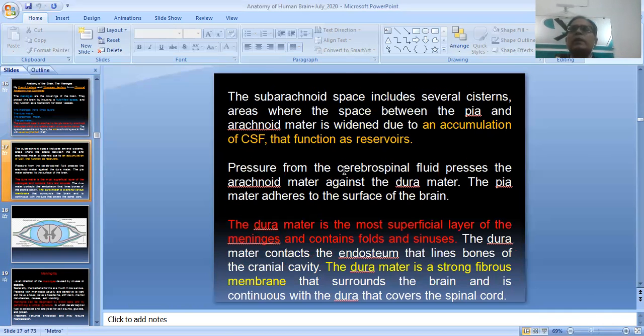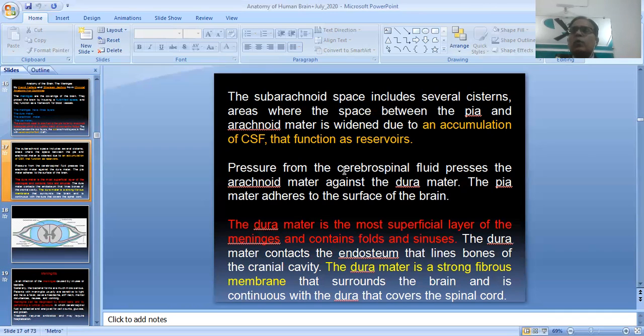The subarachnoid space includes several cisterns, areas where the space between the pia and arachnoid matter is widened due to an accumulation of cerebrospinal fluid that function as reservoirs. Pressure from the cerebrospinal fluid presses the arachnoid matter against the dura mater. The pia mater adheres to the surface of the brain.